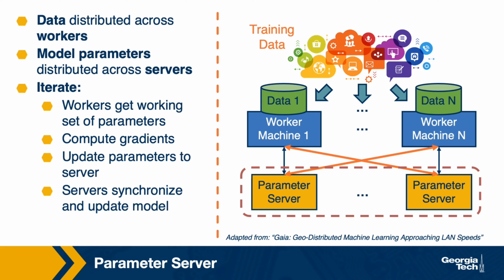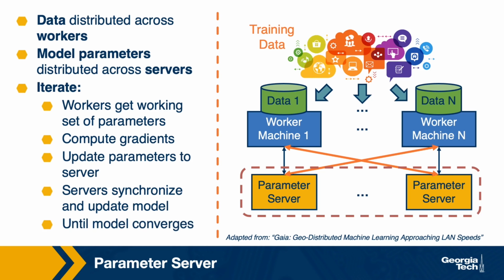Workers get some set of the parameters. They compute, based on the parameters, some updates to the model. They compute the gradients. They communicate the updated parameters to the server. The servers aggregate this information, synchronize amongst each other. They determine how the model needs to be updated, and then this information is propagated back to the worker machines that are going to now use the updated model in the next iteration.